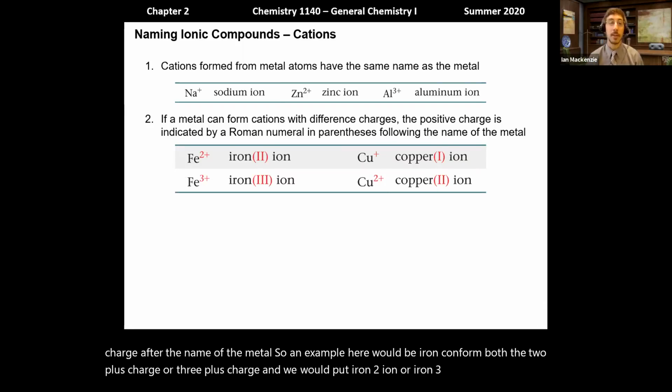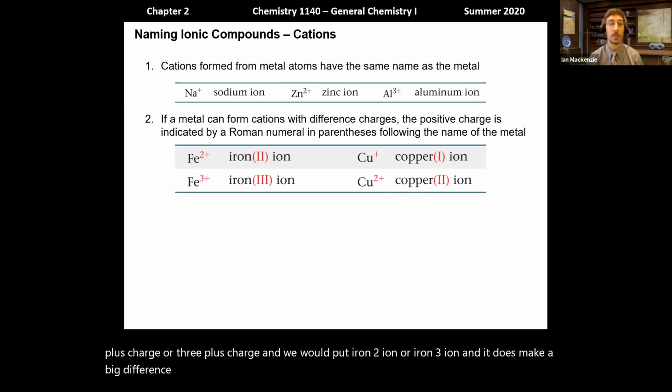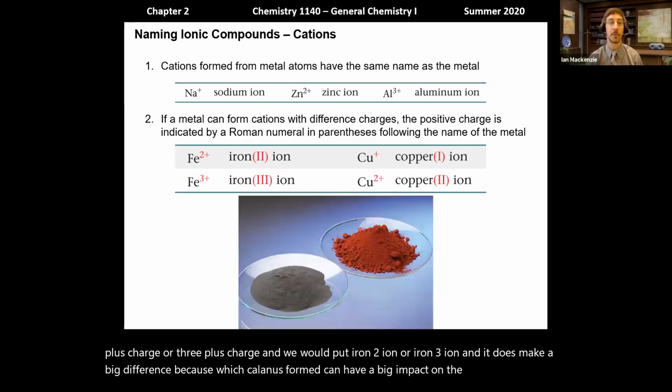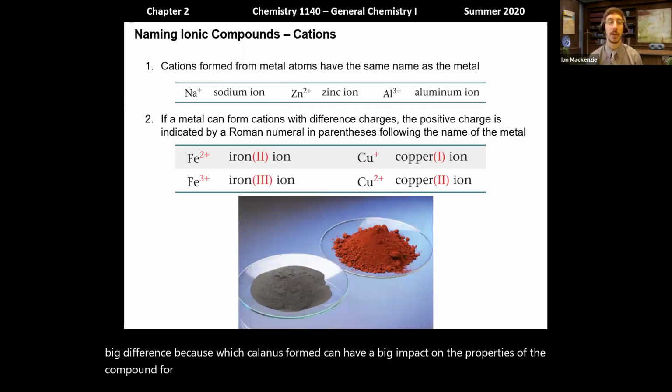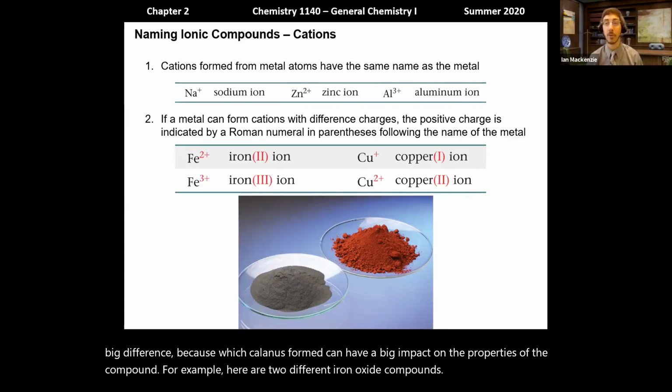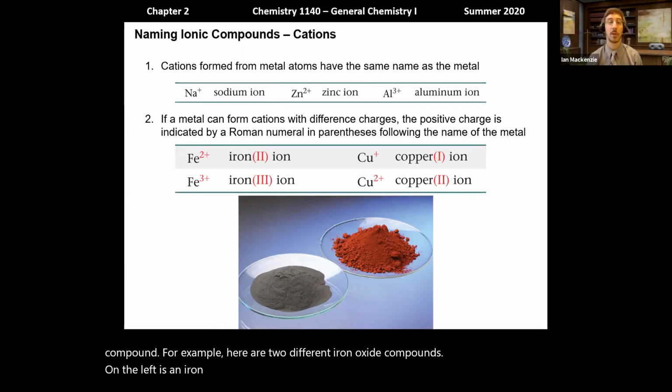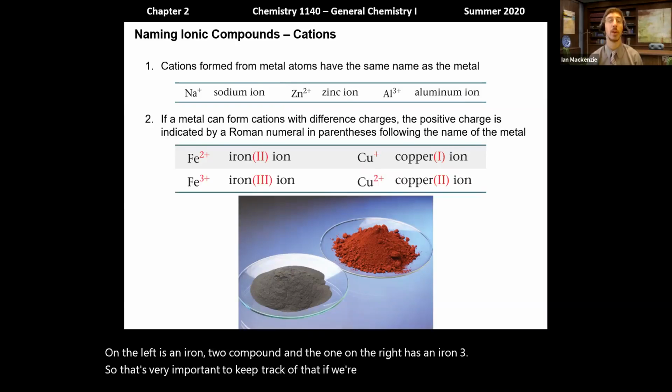And it does make a big difference because which cation is formed can have a big impact on the properties of the compound. For example, here are two different iron oxide compounds. The one on the left is an iron(II) compound, and the one on the right has an iron(III). So that's very important to keep track of if we're dealing with transition metals.